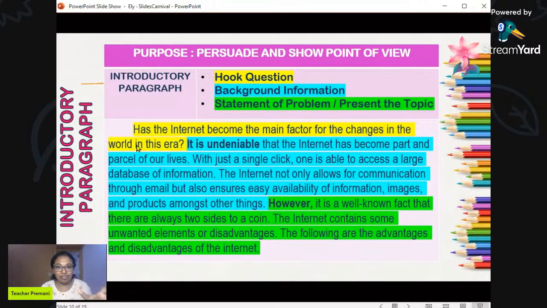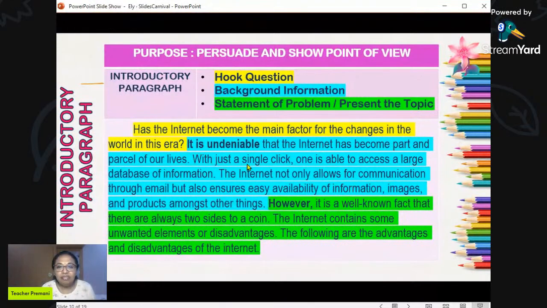All right. Then background information. "It is undeniable." This is a kind of cohesive device, because you want to start a point. "It is undeniable" is a very good expression, that the internet has become part and parcel of our lives. Some students tend to write "become a part and parcel." Wrong. Don't put "a." Become part and parcel of our lives.